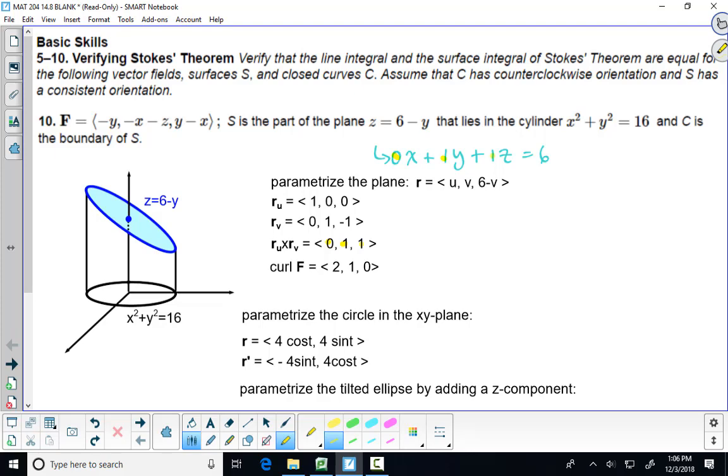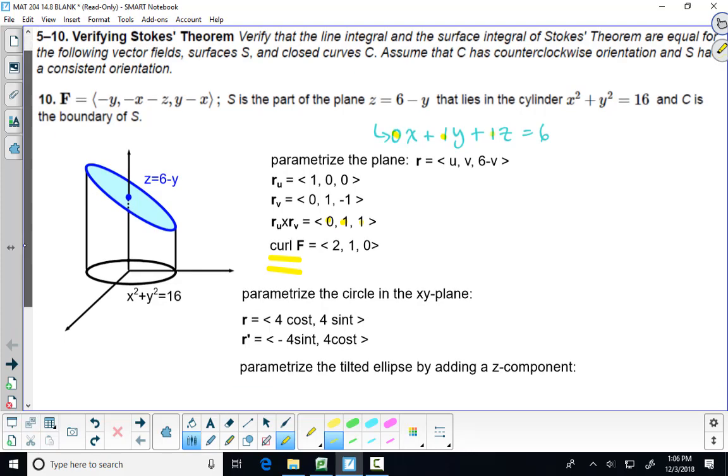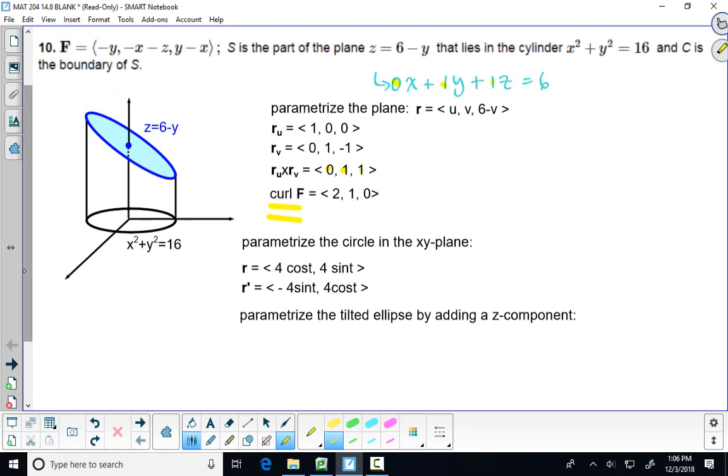Now the curl of the function. So curl of the function, 2, 1, 0. If we take this function and we do the determinant, I won't go through all that. I think we actually did do that last Thursday, or Wednesday. So that will be our curl function. And then we are good to start evaluating. So the one side of Stokes' theorem is a double integral. That's the surface integral. So let's do that first.